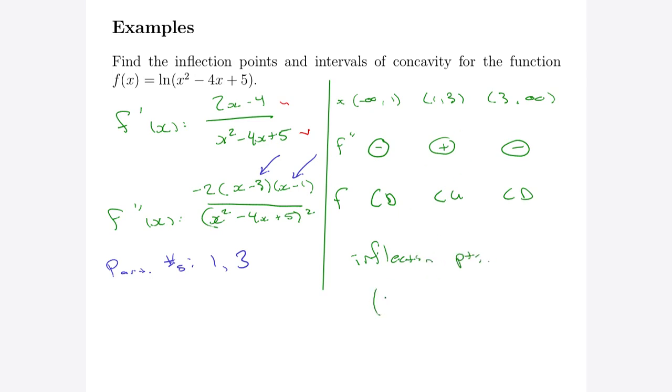There's one here at 1, f of 1, and there's another one at 3, f of 3. I'm not going to figure out what those y values are. I don't really care, to be honest. But you would go ahead and do this. And just to save time, I'm not going to. But you could plug all the 1 and the 3 back into your function to find those y values and get the actual inflection points on here.